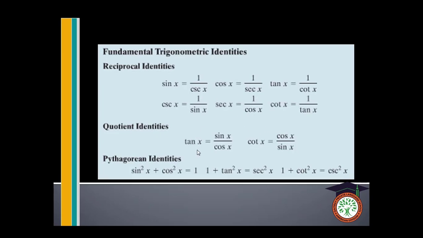And also we know that tan x equals sine x over cosine x, and cotan x, the reciprocal of tan, equals cosine x over sine x. And we know also our identities: sine power 2x plus cosine power 2x equals 1. The second rule is 1 plus tan power 2x equals sec power 2x, and 1 plus cotan power 2x equals cosec power 2x. These rules are very important, so you must know them well.